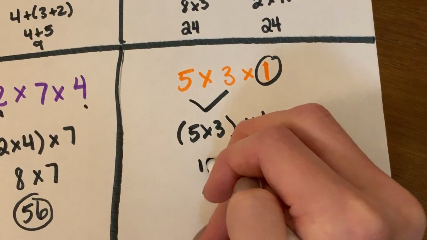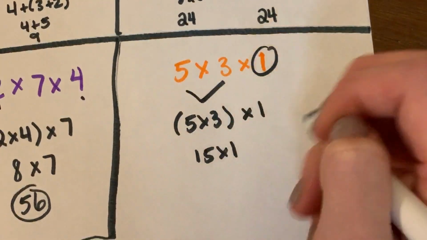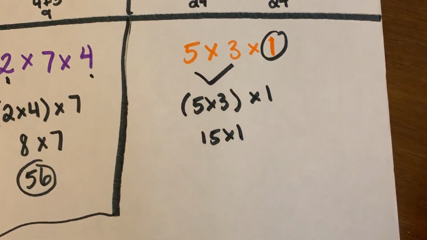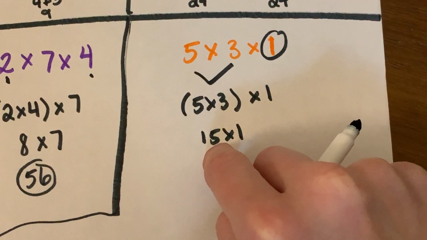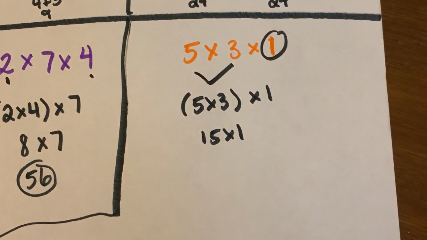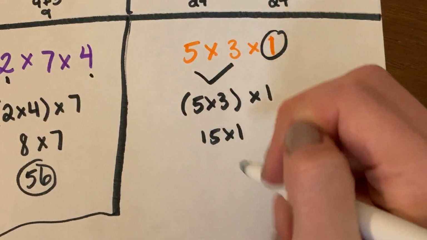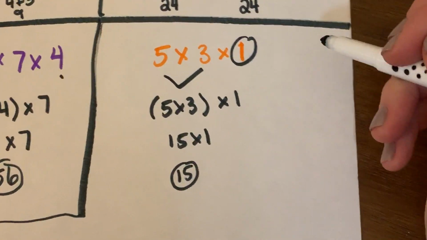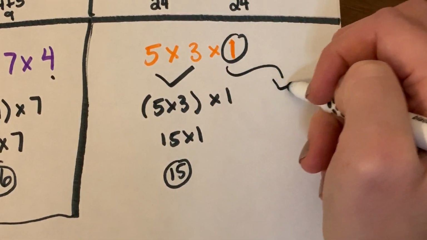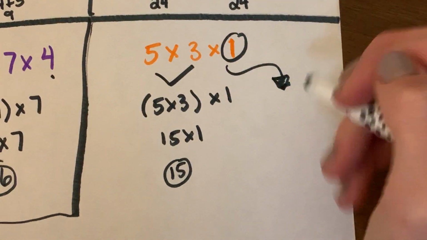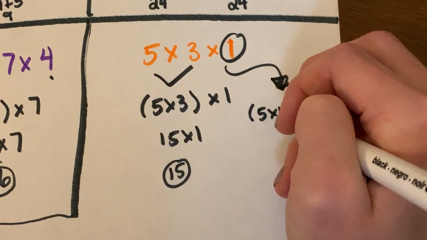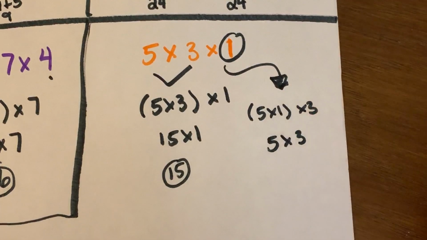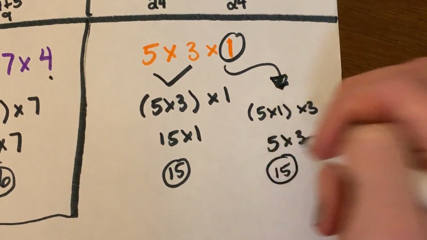So I could do 5 times 3 first and get 15 times 1, and any number times 1 is that number, thanks to the good old identity property. So I get 15. I could also have gone another route and grouped 5 times 1 and then multiplied it by 3, getting that 1 out of the way, and then all I have left to deal with is 5 times 3, which still gives me 15.